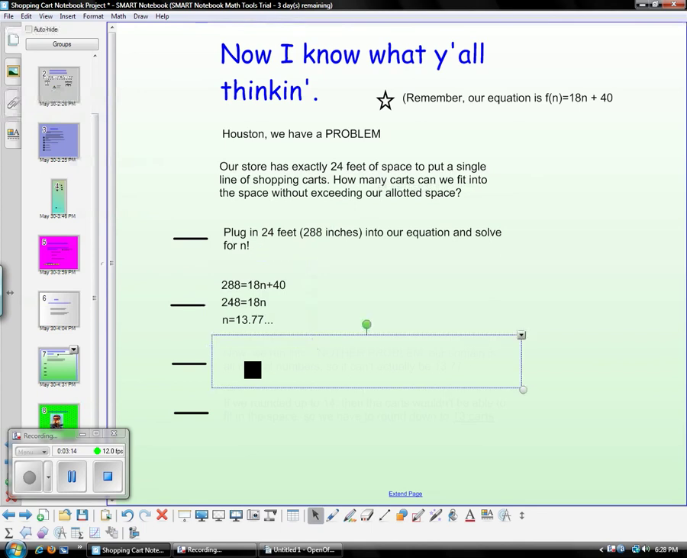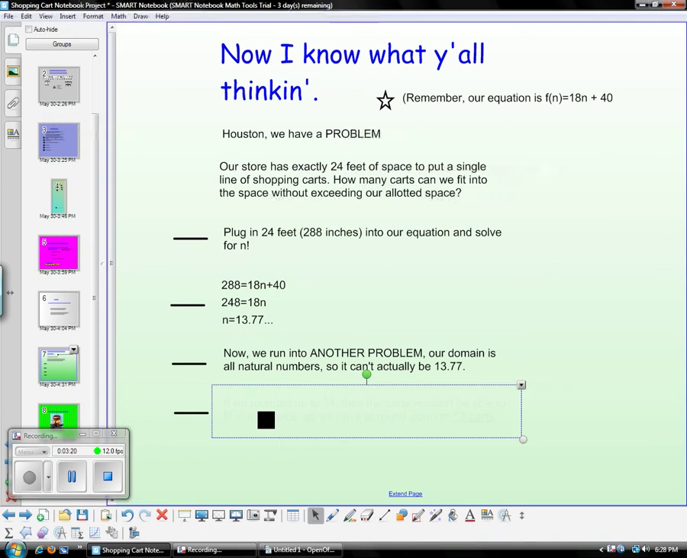Now we run into another problem. Our domain is all natural numbers, so it can't actually be 13.7. If we round it up to 14, the carts wouldn't be able to fit in the space, so we have to round down to 13 carts. Congratulations!